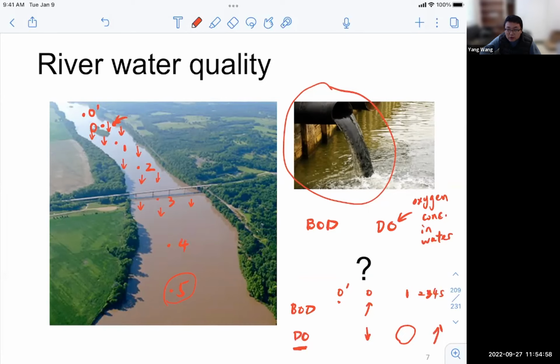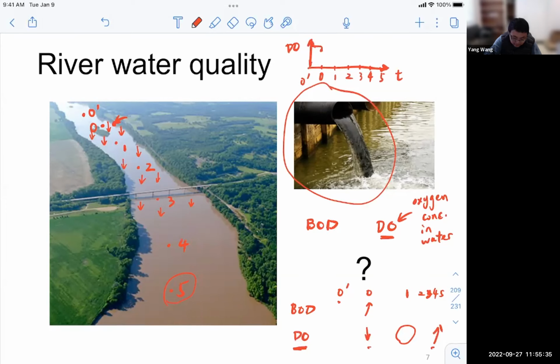So just based on this trend, or this change of the dissolved oxygen concentration, you can imagine how the DO changes as a function of time, right? So if you plot dissolved oxygen as a function of time, or as a function of the sampling location, let's say this is our point 0, and you have 1, 2, 3, 4, 5. You're going to see the dissolved oxygen concentration first decrease, compared to what you have from the river. Okay, this is 0 prime.